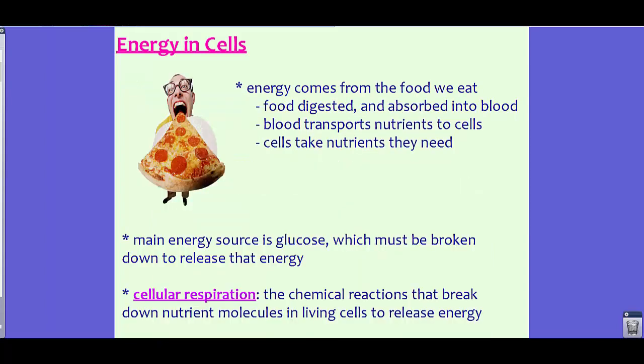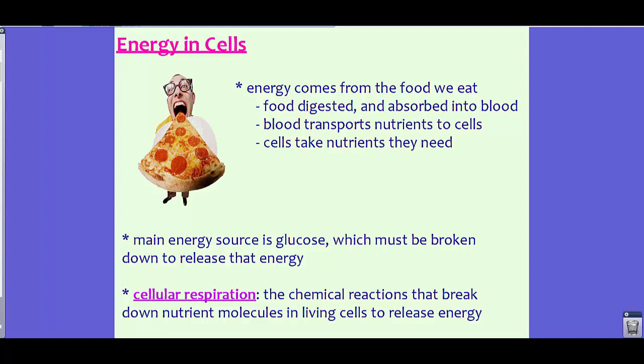Now the energy that we need comes from the food we eat. So we talked about digestion already, so think about the process. Now what I have for you here is a very shortened, very condensed digestion process. So think about your food being digested. It gets absorbed into the blood. The blood transports nutrients to the cells, and then the cells will take the nutrients that they do need.